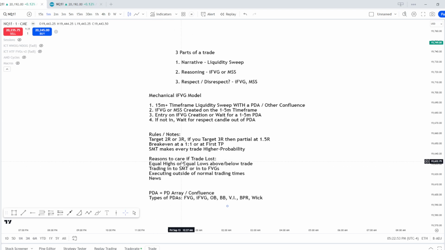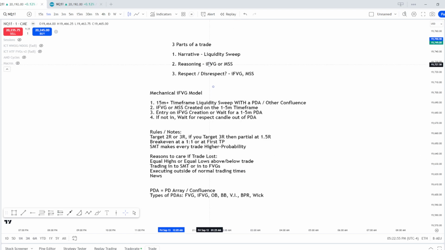Now following on to this. If you take a loss with this model, it's really easy to trick your brain into thinking that you're doing something wrong. Or if you take a string of losses, it's really easy to think to yourself that you might be doing something wrong. Maybe there's something you need to change, or whatever it may be. With this model, there's specific reasons that you should care if your trade lost or not.